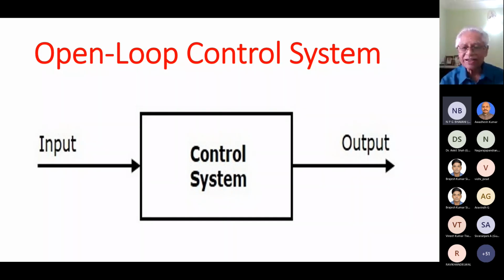Here there is no connection between the output and the input. Whatever the process is, whatever the control system built in is, according to its effectiveness, according to its efficiency, the output will be obtained. And you may be happy, you may not be happy, you cannot do anything out of it. And that is the simple open loop control system.